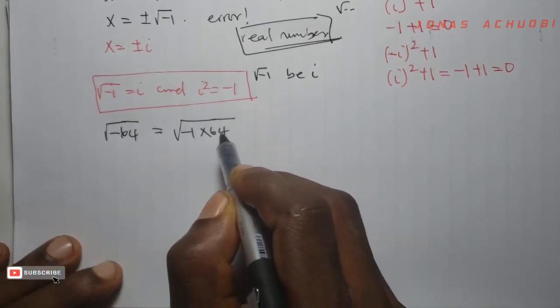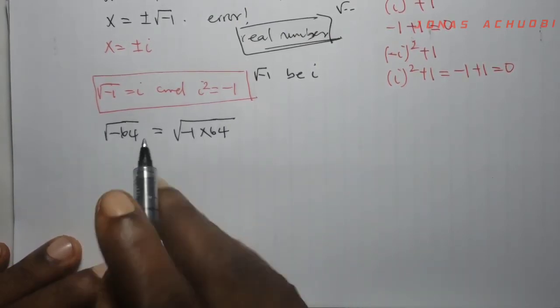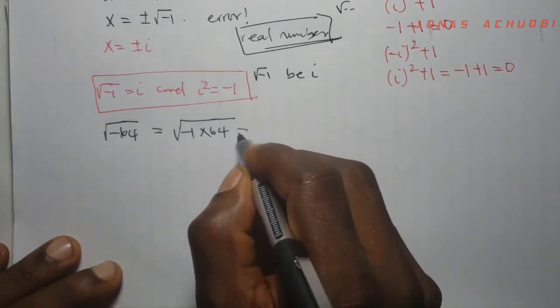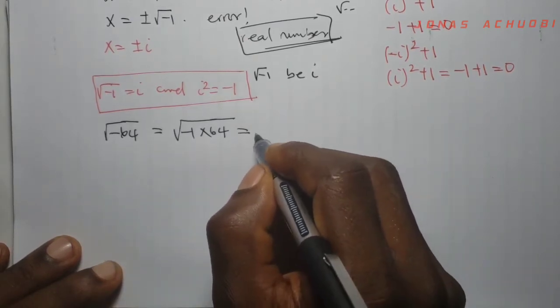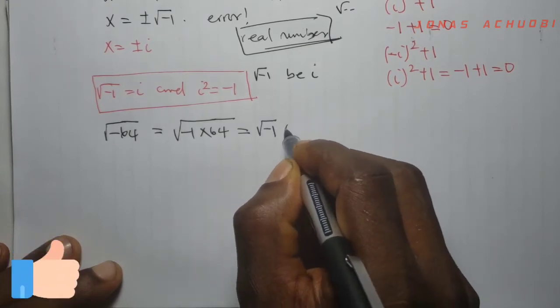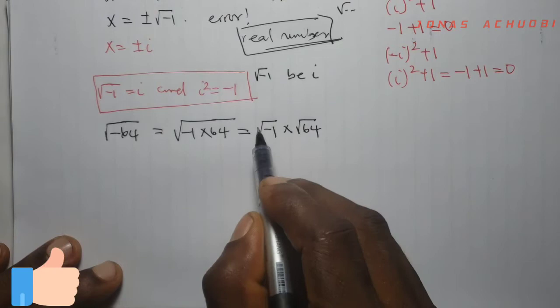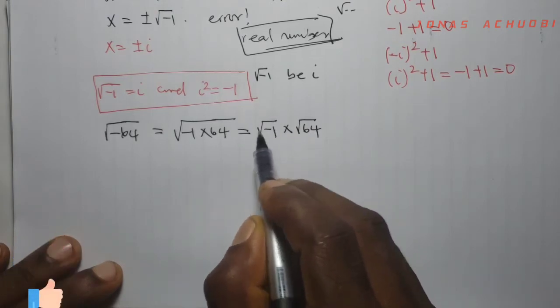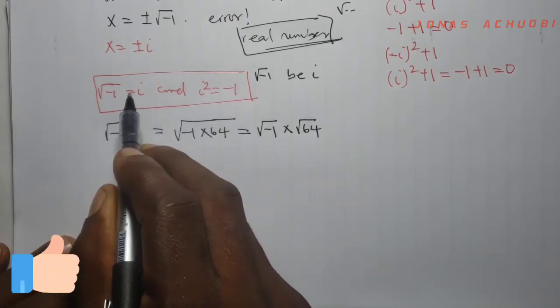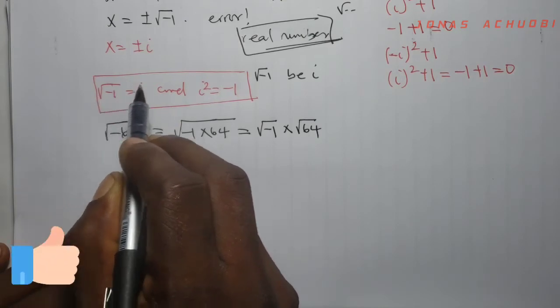Since minus 1 times 64 is the same thing as minus 64, we're in order. We can now split this using the rules of surds as the square root of minus 1 times the square root of 64. Now what is this? Square root of minus 1, and this is now familiar. What is this? Nothing but i. We have said already that the square root of minus 1 is i.